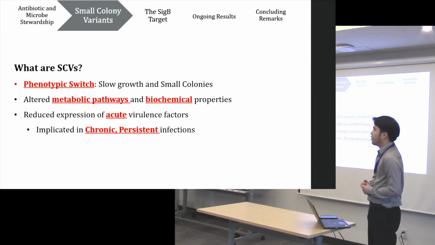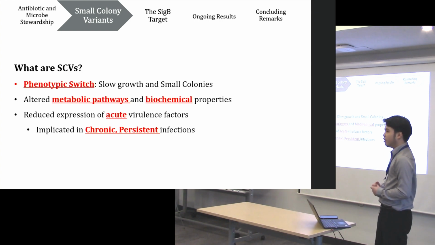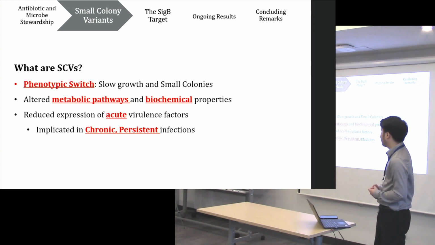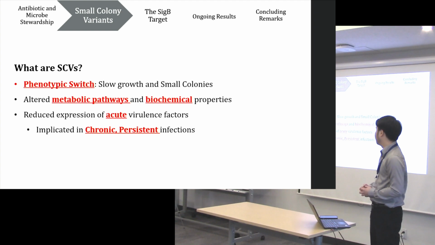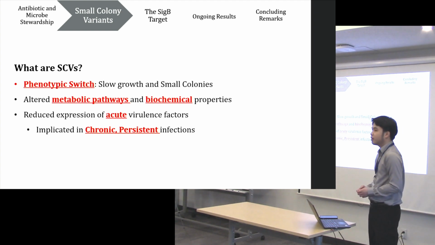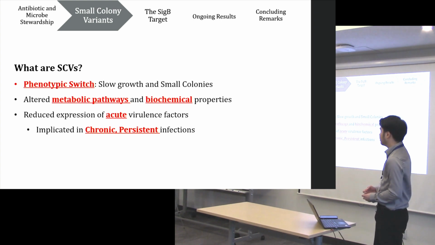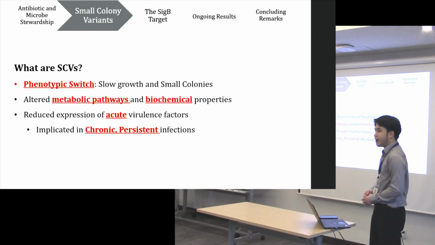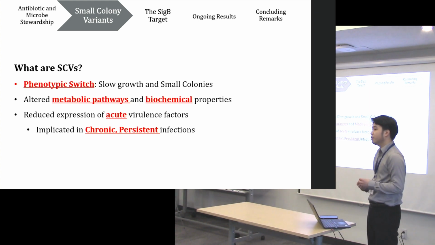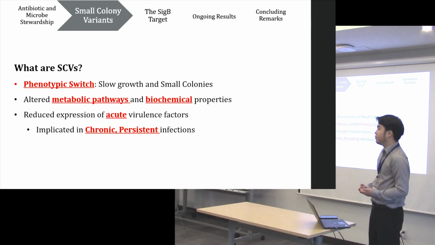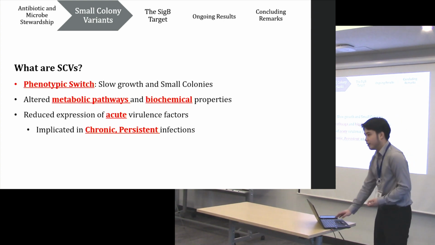So what are small colony variants? Well, they are a subpopulation of wild-type bacteria that result from a phenotypic switch, resulting in slow growth and small colonies. This results in altered metabolic pathways and biochemical properties. What's important is that there's a reduced expression of acute virulence factors. What this means is that your body's immune system cannot respond to the bacteria because there are none of these acute virulence factors, and that's why SCVs are implicated in chronic persistent infections.